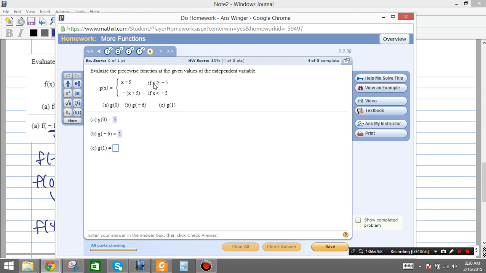And then 1 is greater than or equal to negative 5, so I'm going to use this rule. 1 plus 5 is 6.